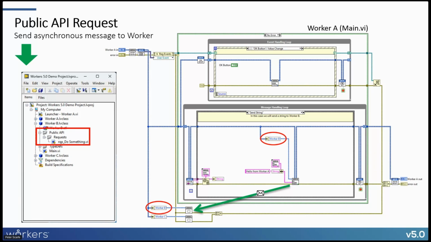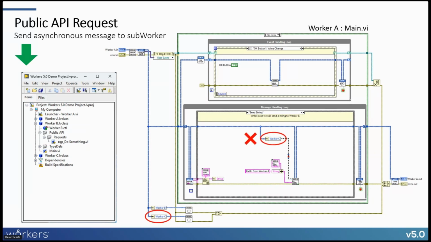So for example, if we accidentally wired worker C's class wire to the worker B public request VI, then the wire would be broken as expected. But being able to see this broken wire is one of the advantages of using the Workers 5 API VIs over the generic Workers 4 messaging API.